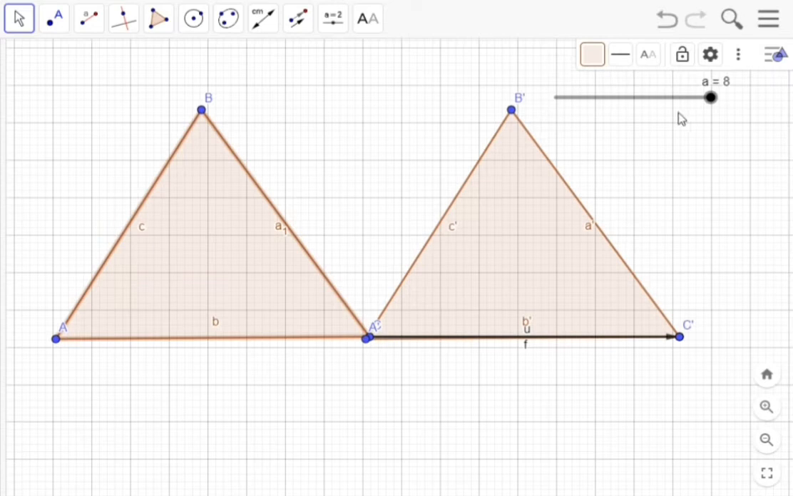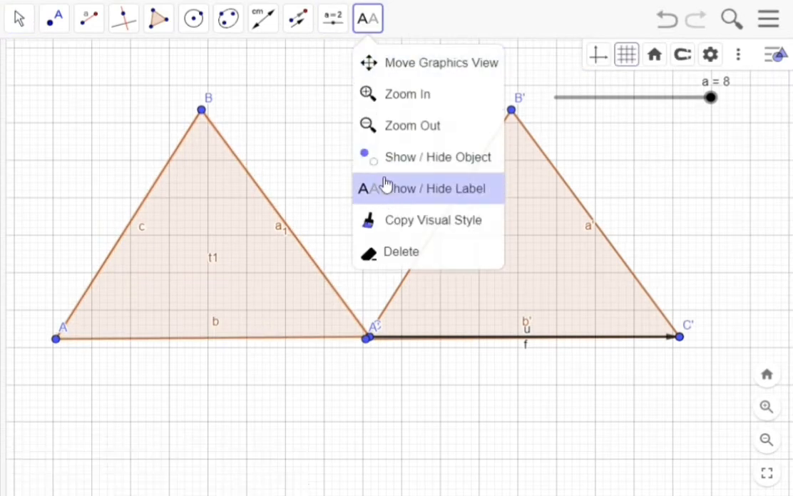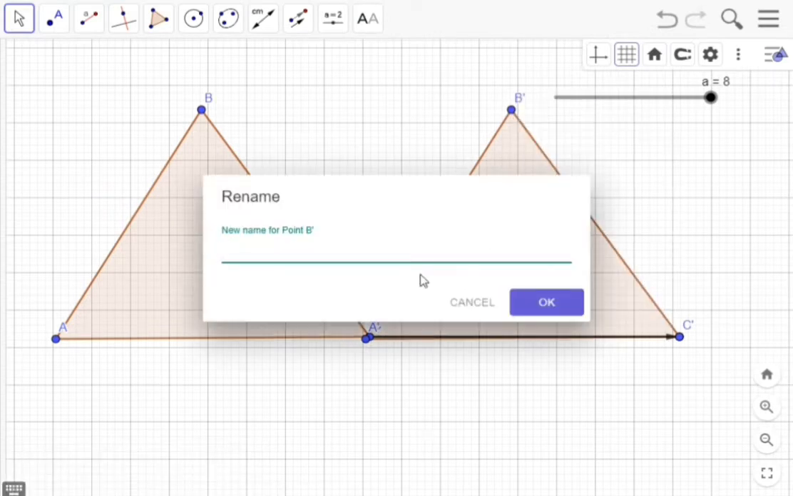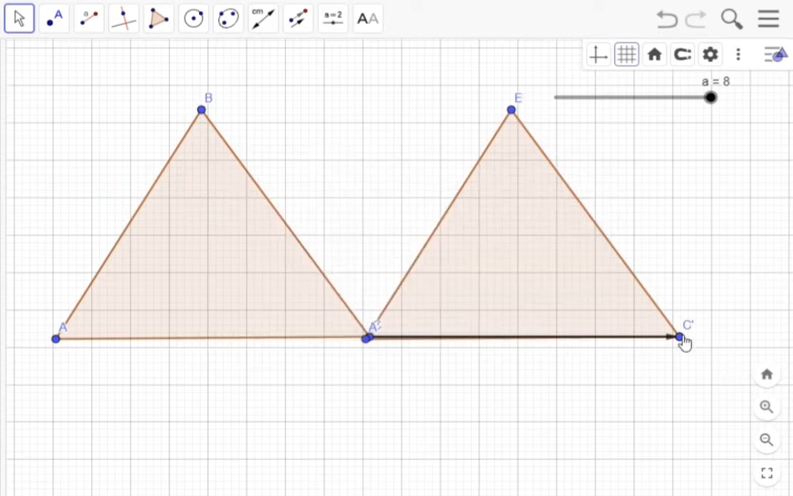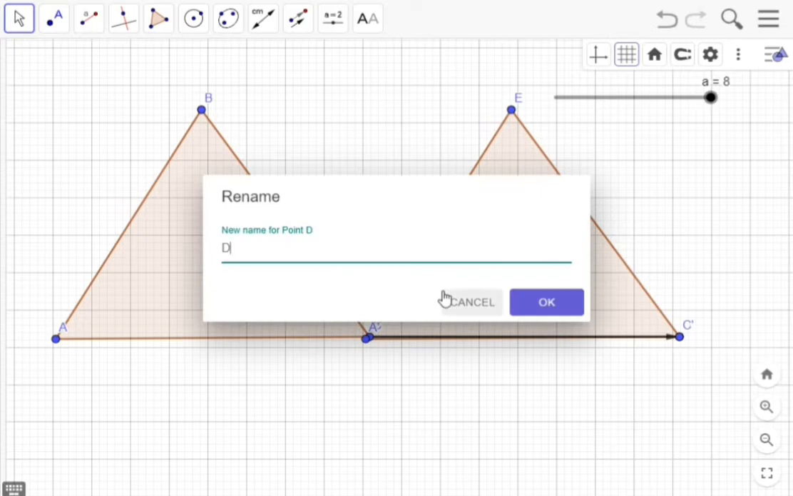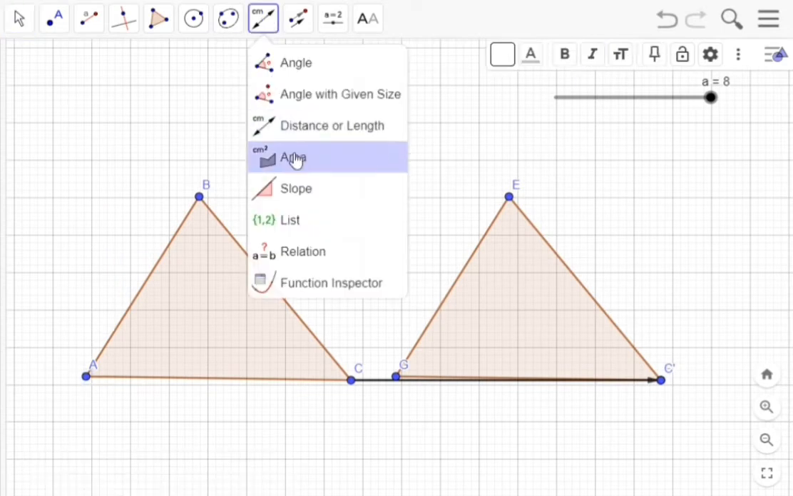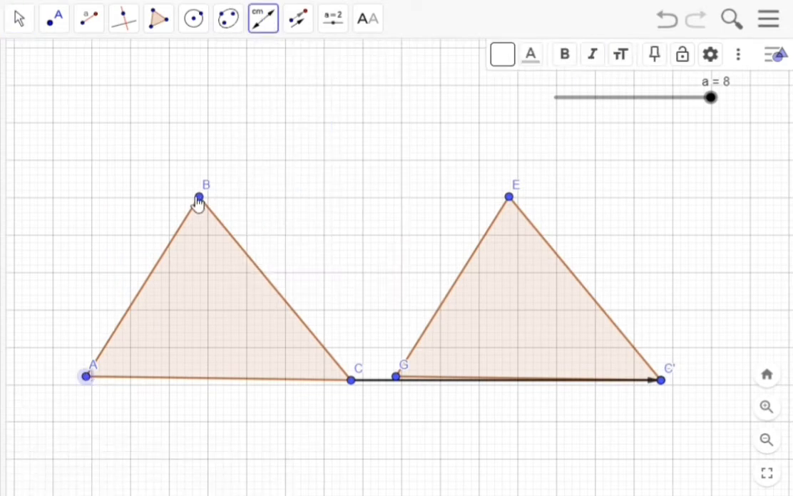Now you get another triangle. Now hide the labels of these triangles. Rename the points. Now we'll take the distance. Click on points A and B, B and C, and A and C. Here we get the distance. Now do the same with the other triangle.